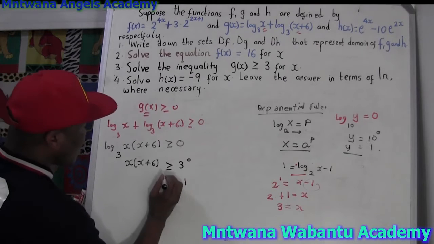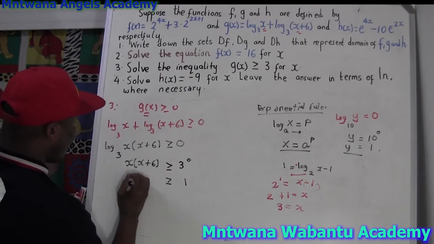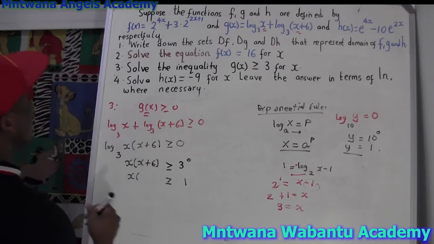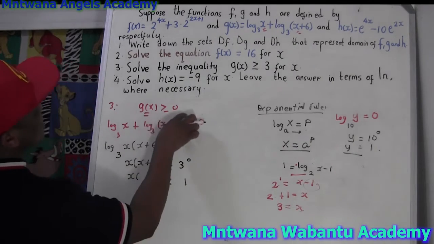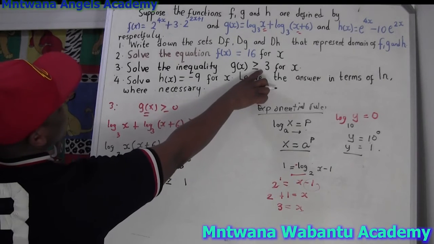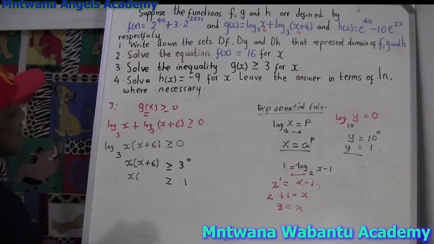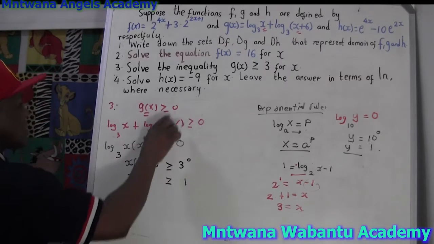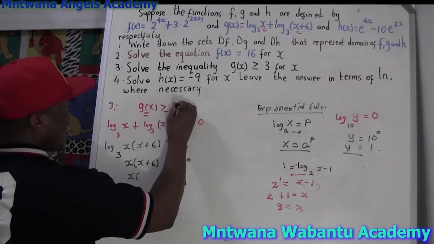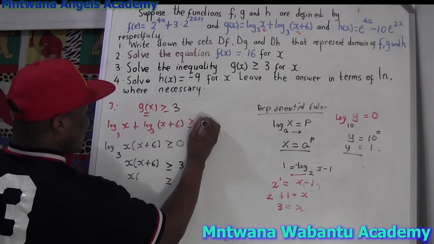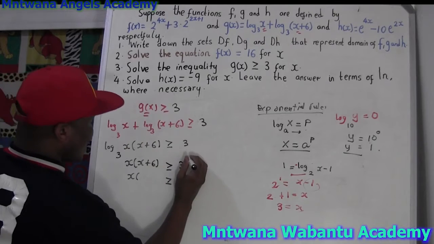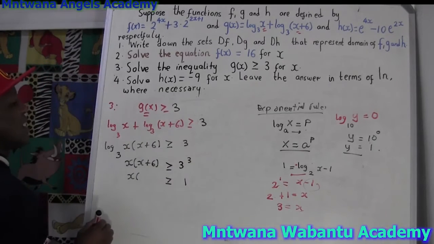So this is going to be 1 greater or equal to x. Let me see. Greater than 0, just say greater than 0. Oh, I'm wrong. It's not greater than 0. Greater than 3. So this must be 3, and this must be 3. So this is going to be 3, and this is going to be 3.